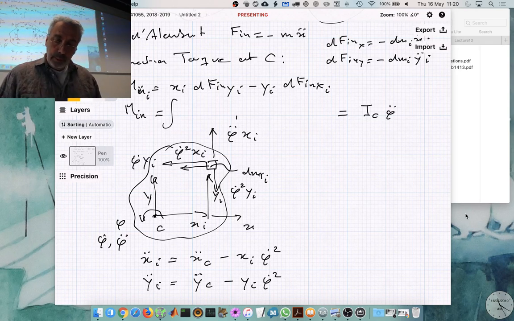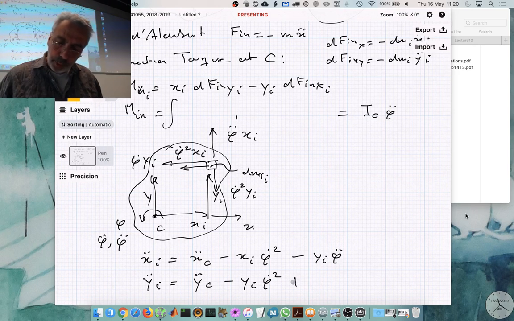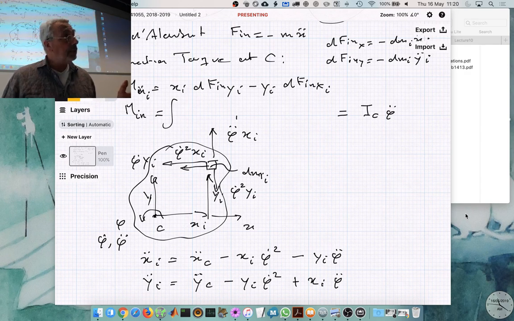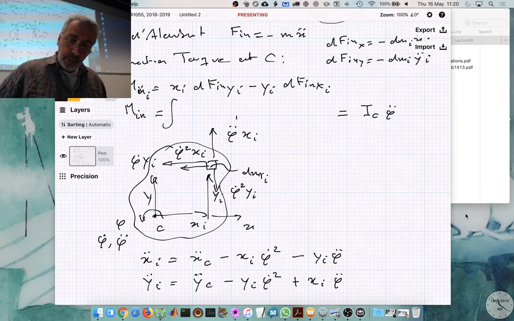So for the x, I now get a minus yi phi double dot, and here a plus xi phi double dot. So now I have the accelerations of this piece of mass. The only thing is I have to multiply it now with dm, and then take the integral.